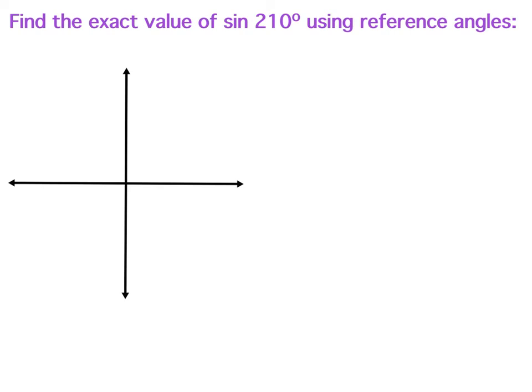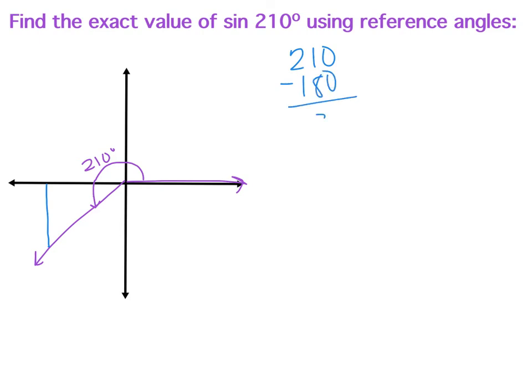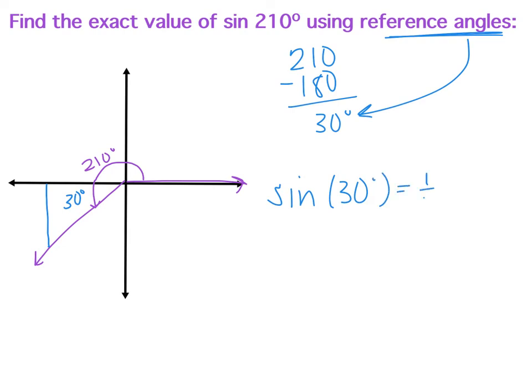So let's do one final example. Let's find the exact value of sine of 210 degrees using reference angles. So 210 degrees, if we start out at 0, that's going to go to 90 to 180, and then finish out in the third quadrant. So this is 210 degrees. If I draw my reference triangle here, I know that 210 minus 180 gives me 30 degrees. So my reference angle is 30 degrees.